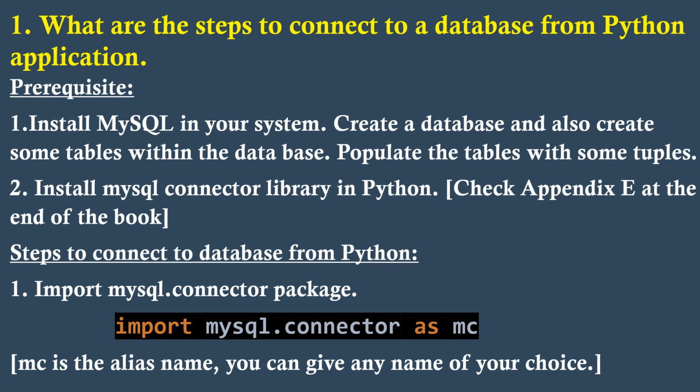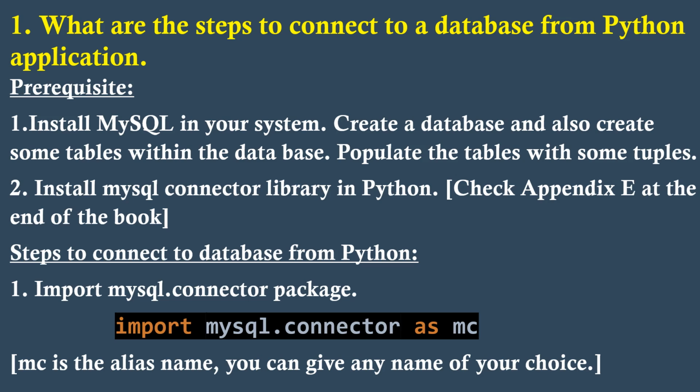Once these two things are ready, that means MySQL is there in your system and you have created a database where you have to work, and you have created a few tables in it, and you have populated the tables with some rows, and MySQL connector is installed in Python, then the next thing is to write the Python program. So what is the program? The first step of the program is to import the connector package.